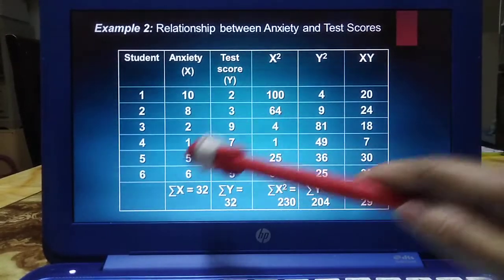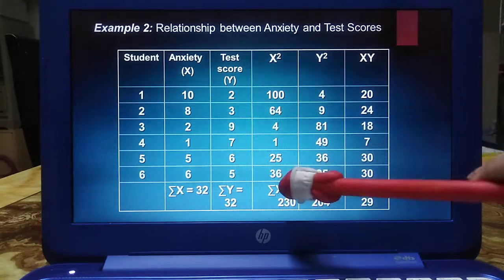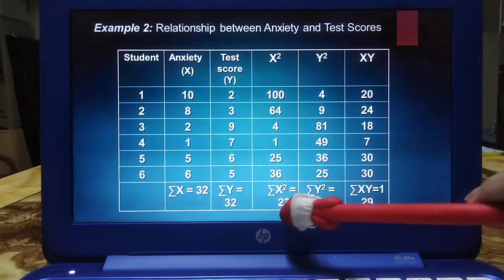2 squared is 4. 1 squared is 1. 5 squared is 25. 6 squared is 36. Adding all of this, we get 230.